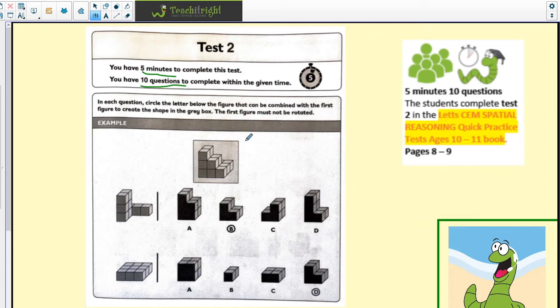Now, for these, they're slightly different. Obviously, it's variations on a theme. In each question, you have to circle the shape that can be combined with this first column to make the root picture.